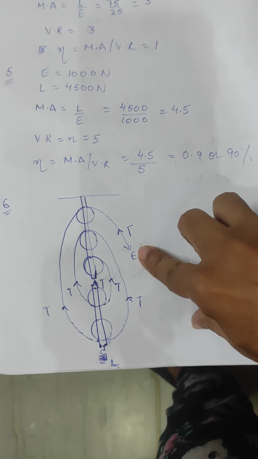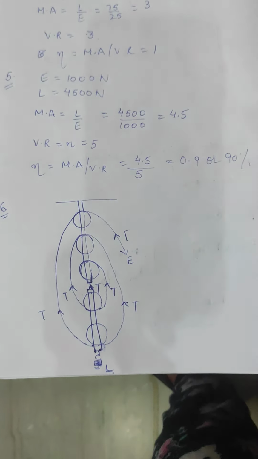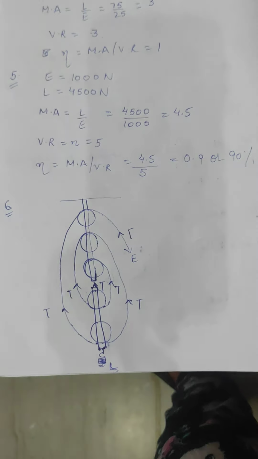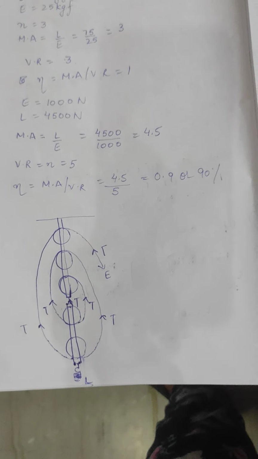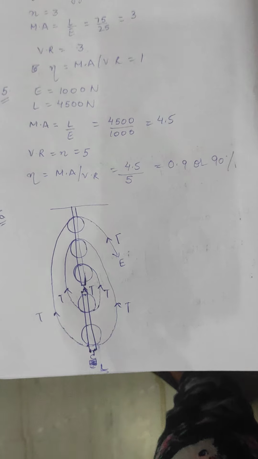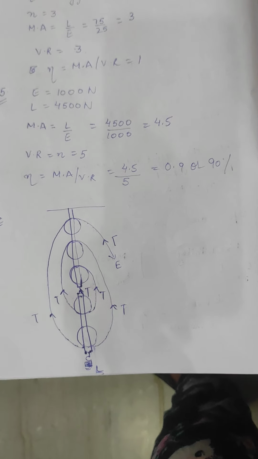Okay, and next here we have effort equal to load. Now the load is raised by 1 meter. Therefore, what distance will the effort move? I have told you how much it will have to move. The 5 times movement will be there. Only then will the 1 meter load rise up. So that's why here you have the answer as 5 meter.